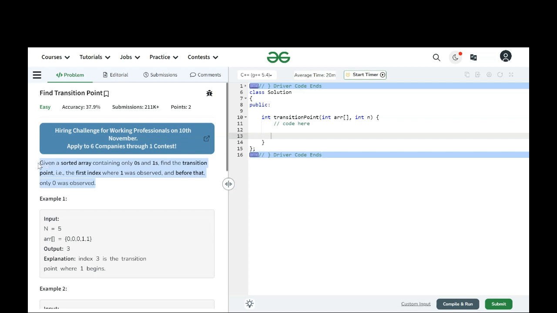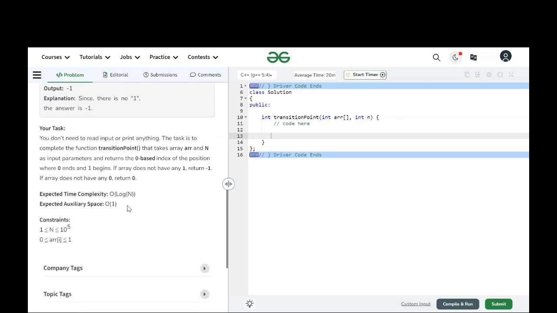Okay. So what does the question state is that we have an array of elements, right? And we need to return the index of the first one that is encountered in this particular array. And also this array is in sorted order. So that is all the zeros appear before all the ones. Okay, so when we go through the expected time complexity and expected auxiliary space, we should not take any extra space and we should take a log n time.